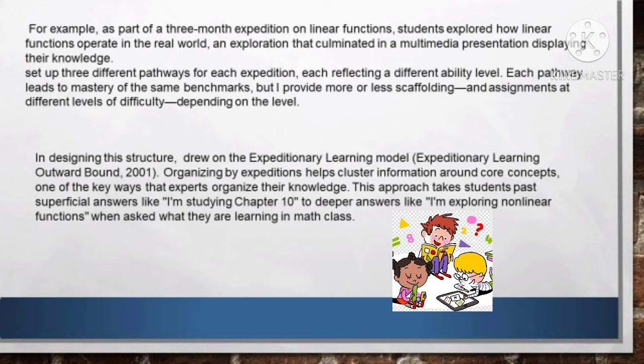I set up three different pathways for each expedition, each reflecting a different ability level. Each pathway leads to mastery of the same benchmark, but I provide more or less scaffolding and assessment at different levels of difficulty depending on the level.